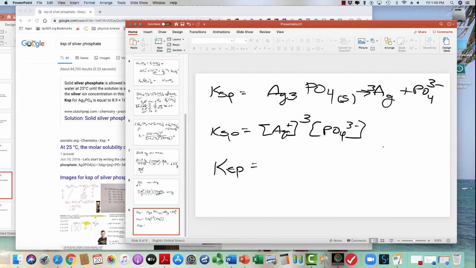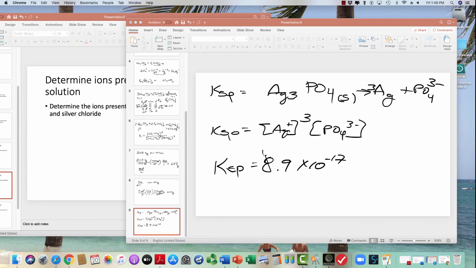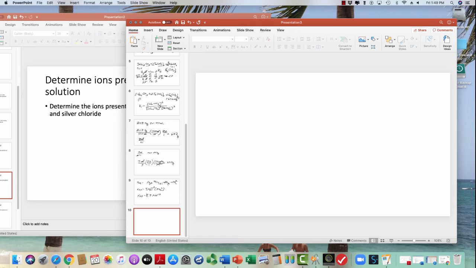So the Ksp is 8.9 times 10 to the minus 17. All right, so this is what we need. Let me get to a new slide. So here's silver phosphate. I'm rewriting this.